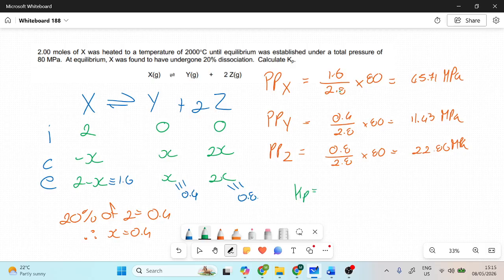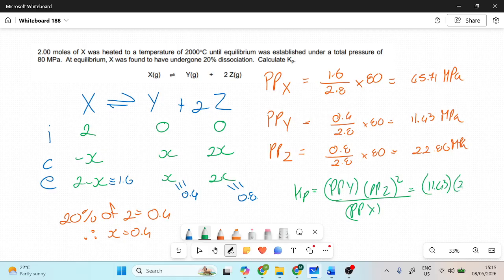You write Kp equals, and this will be the partial pressure of Y times the partial pressure of Z squared over the partial pressure of X, which is equal to 11.43 times 22.86 squared over 45.71, and this gives a value of 131 megapascals to the power of 2. So Kp will be 131 megapascals to the power of 2.